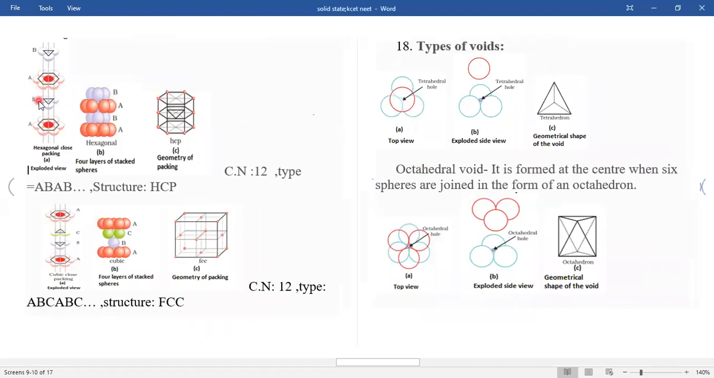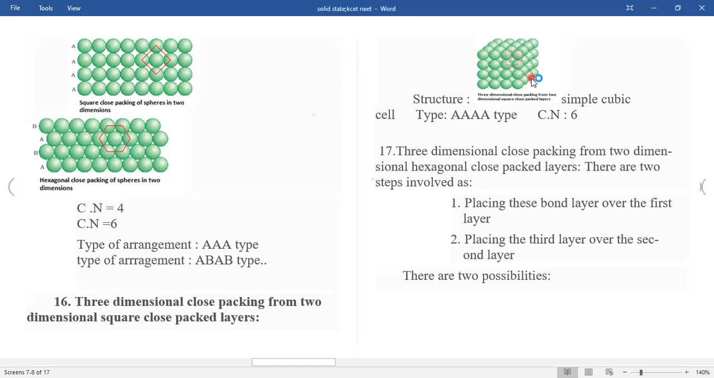So one possibility is this: I'm going to take a square close packing of 2 dimensions and repeat that in a 3-dimensional way, that is like an AAA type arrangement. What will it generate? It will generate a simple cubic cell. Which type of arrangement? AAA type arrangement. What is the coordination number? The coordination number is 6. For the simple cubic unit cell, the coordination number is 6.